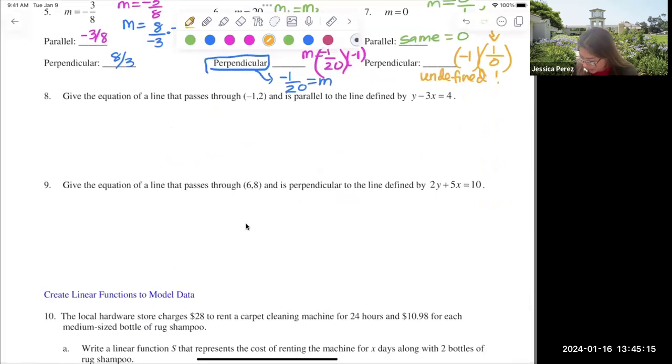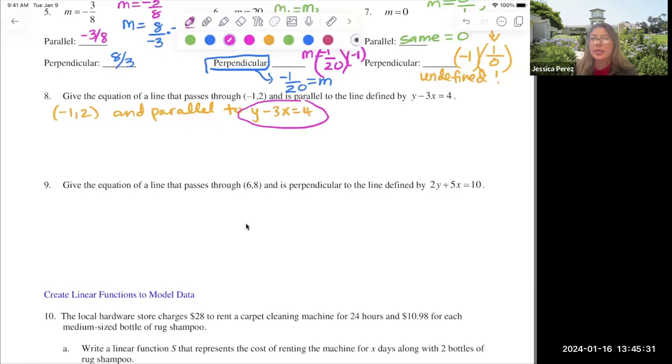Give the equation of a line that passes through the point -1, 2, and is parallel to y minus 3x equal 4. Well, the first thing is we're going to look at the equation that we're given, and we're going to find the slope. Because what we know is that when something is parallel, they have the same slope. So I need that. So I have to write it as y equal mx plus b. So it's y equal 3x plus 4. So I know that the slope of this line is 3.